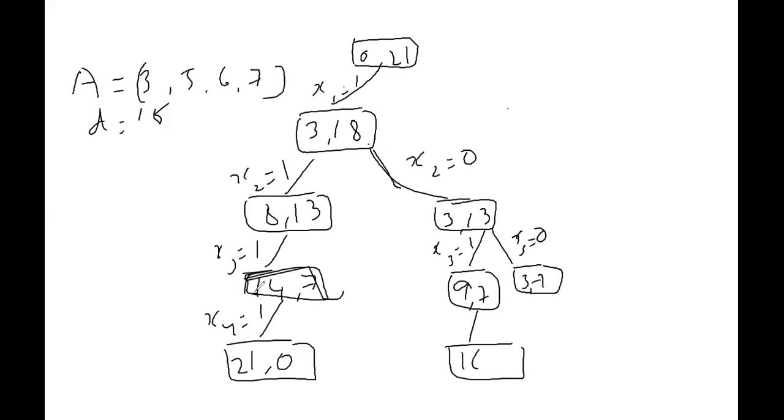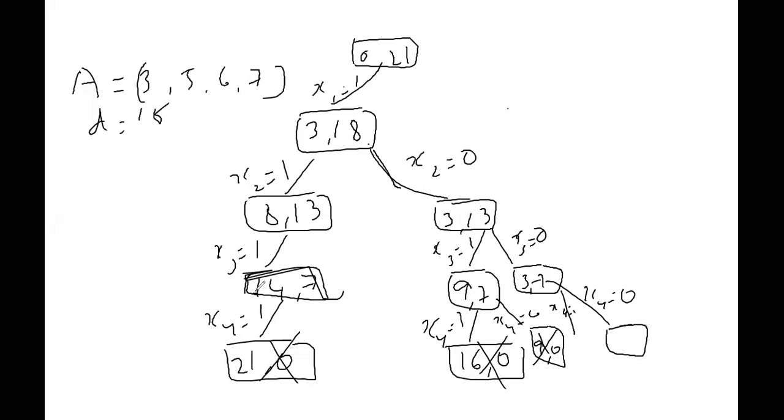You will get 16, 0, because we know if x4 is equal to 1, and if x4 is equal to 0, you will get 9, 0. So this is not possible. This is also not possible. So here again you have two possibilities: x4 is equal to 1, and x4 is equal to 0.